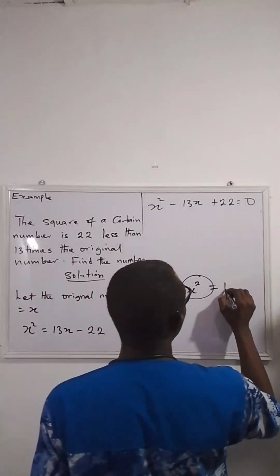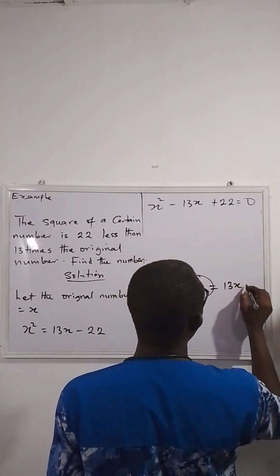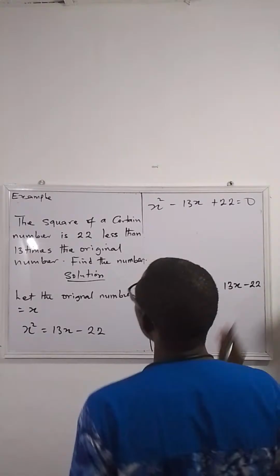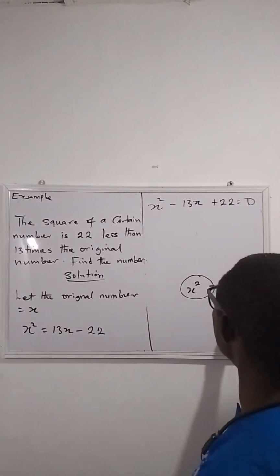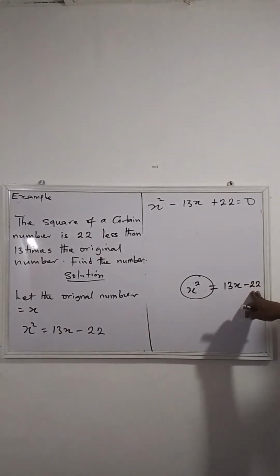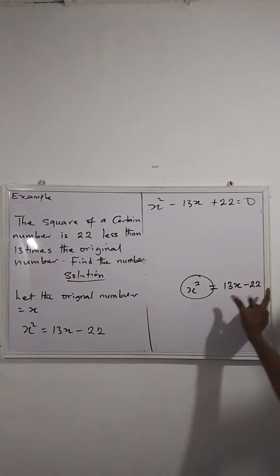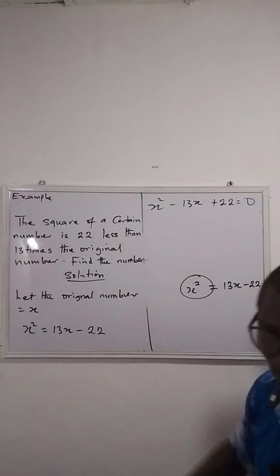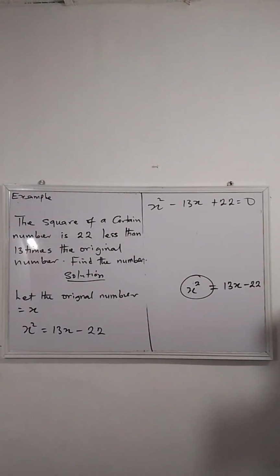13 times the original number minus 22. So 13 times the original number is less by 22. Now, what we have now equals x squared. Yes, what of that? Do you get that now? Okay, I'm expecting a positive answer to that.